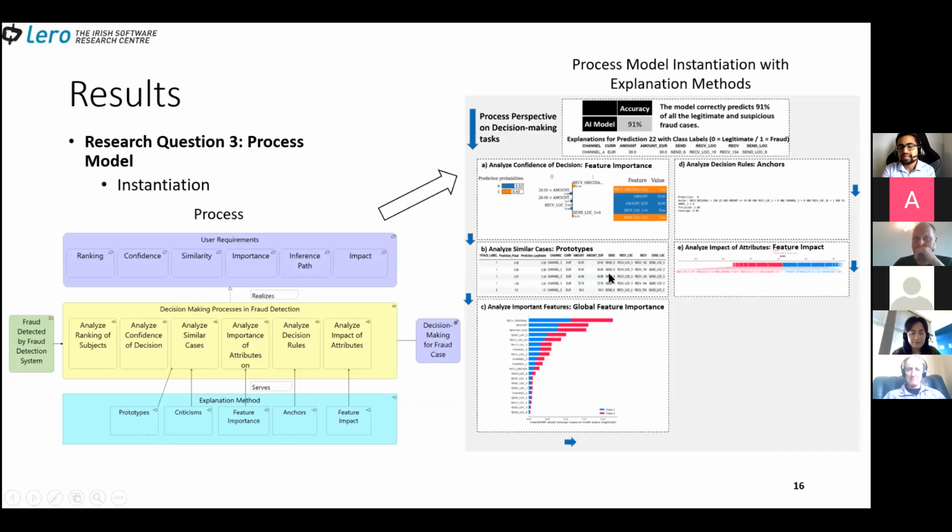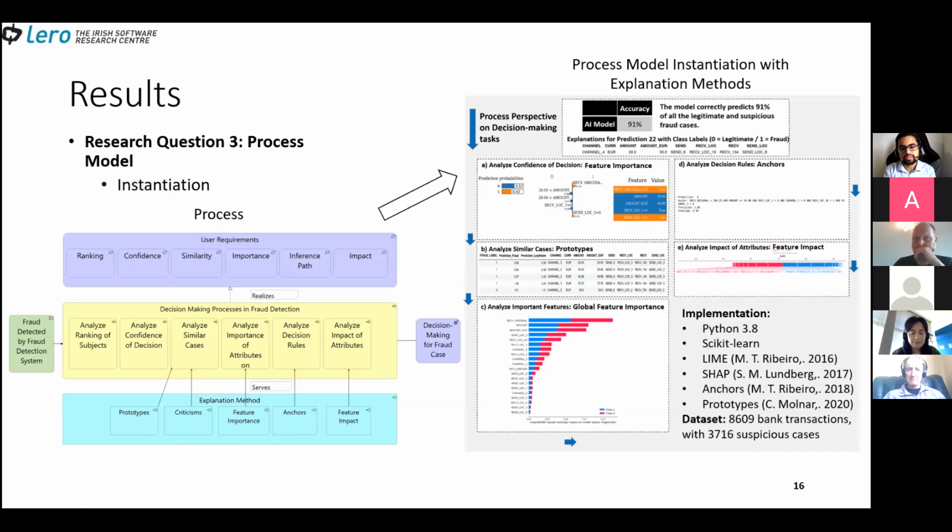Next, they would analyze similar cases to the current analysis following the most important global features that the AI model is considering for providing predictions, as well as rules and local important impactful features for those predictions. So regarding the implementation of this interface, I used the Python programming language version 3.8 and some libraries for machine learning models, as well as existing explanation methods libraries to instantiate those methods.